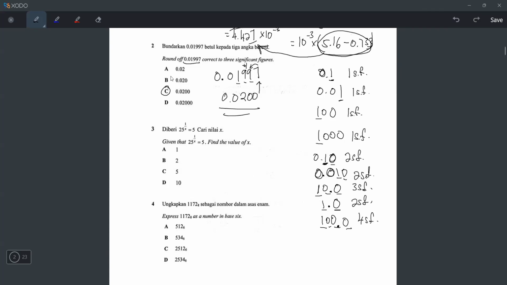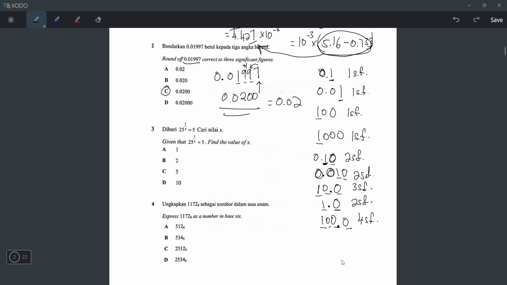Okay, maybe some of you will bullet A. Maybe I'm just guessing. Maybe some of you will bullet A because you thought the 0 has no significance, or the 0 is not important because 0.0200 and 0.02 are the same thing. So maybe you go and bullet A. Okay, let me tell you why A is wrong.